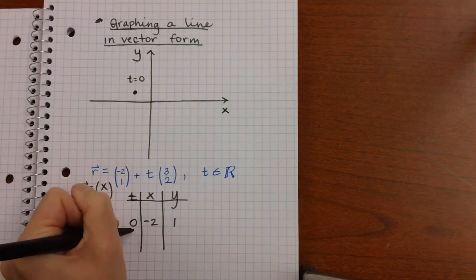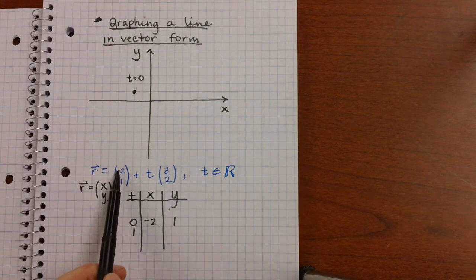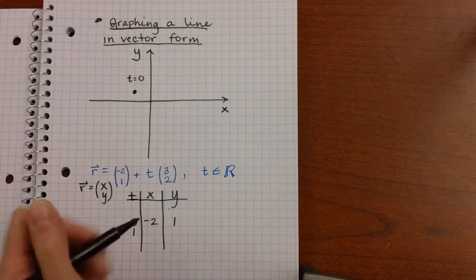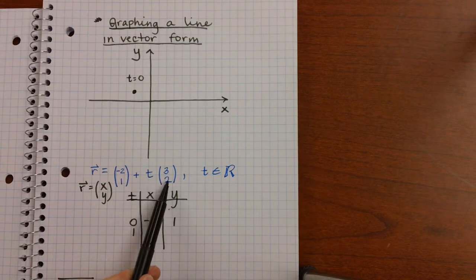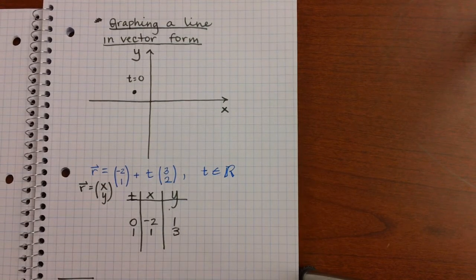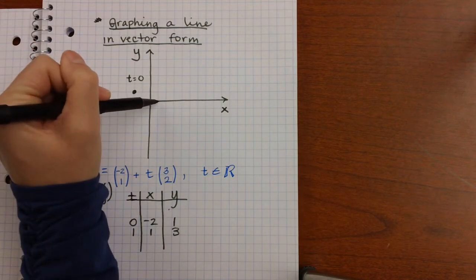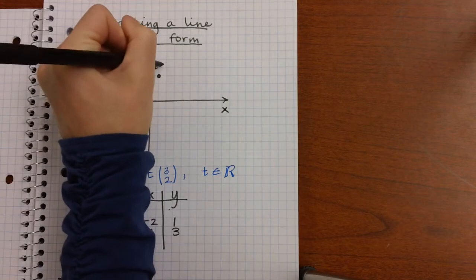When my parameter equals 1, then my x value becomes -2 plus 1 times 3. -2 plus 3 is 1. And 1 plus 1 times 2 is 3. So when my parameter is equal to 1, my x-coordinate is 1, and my y-coordinate is 3. And this is for t equals 1.